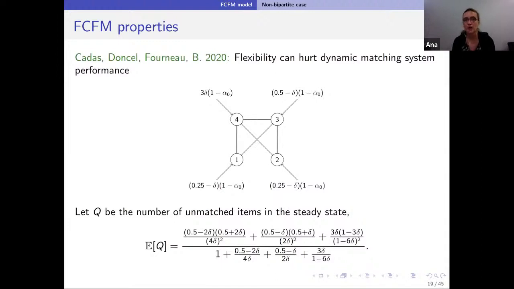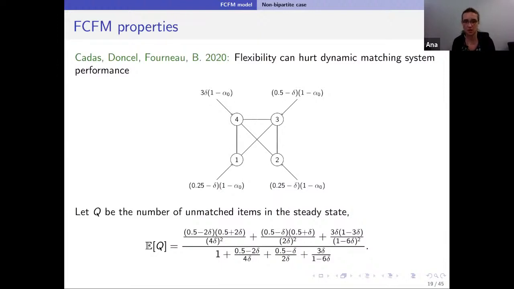this on an example. There is a graph of four classes. You can see the probabilities of arrival of each class. And here by alpha zero, I denote the probability that there is no item that arrives in the system at one time step. Note that if we allow that at each time step there is exactly one item that arrives into the system, the obtained chain is of period two. So if we want to consider something that really has a steady state, one trick is to add a small probability that there is no item at each time.